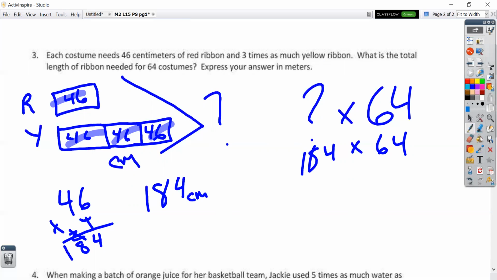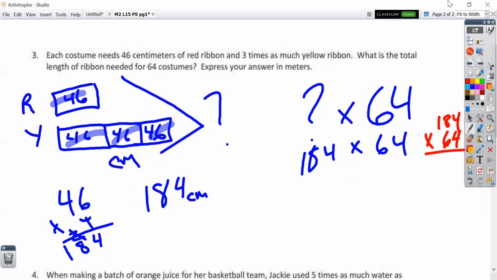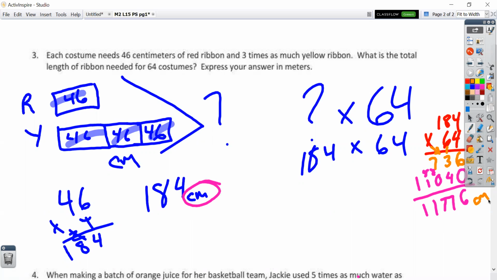I'm going to change colors so it doesn't get lost in all the other work. 184 times 64. Go ahead and pause, solve, and join me to check your answer. All right, so now I've completed the work. Remember, if we're analyzing our work, when you're checking it, if you made a mistake here on your partial products, it's a multiplication mistake, make it down here, and it's an addition mistake. But now, remember, this is why I said make sure your unit's following you around. We need to remember that these were centimeters.